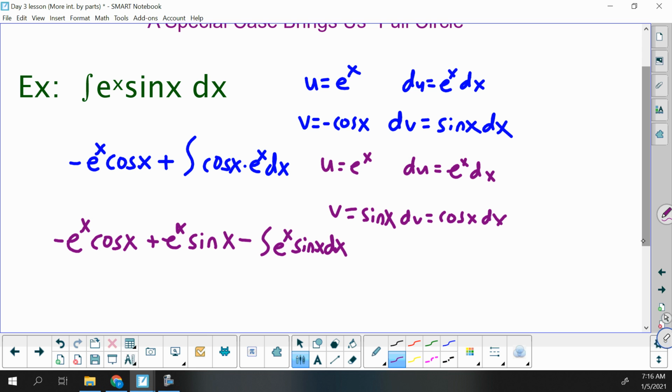So what you want to notice at this point is the integral we have is the same as the original. So we've just gone in a circle. So what we have written in purple there should equal the original integral. So we're going to write this as an equation now.